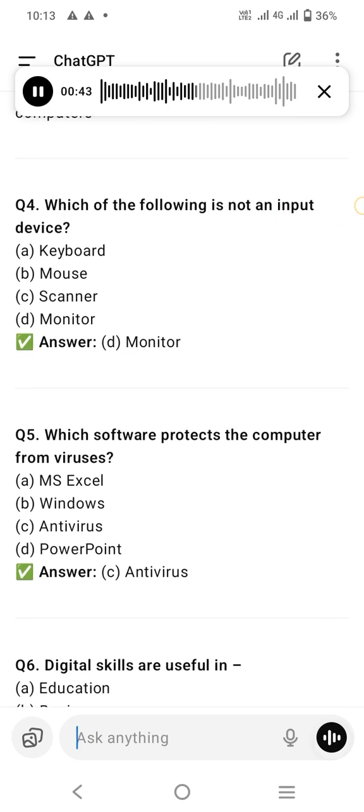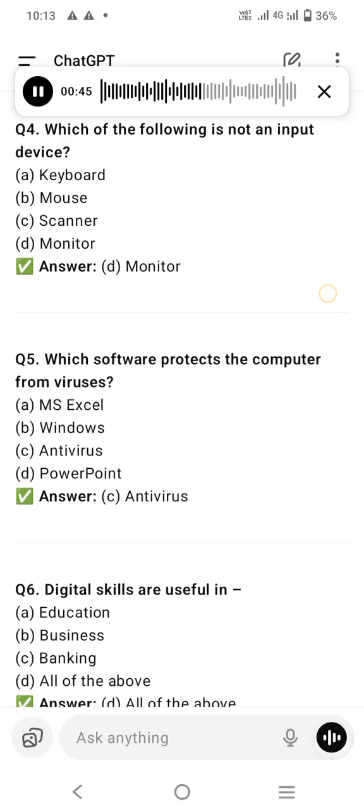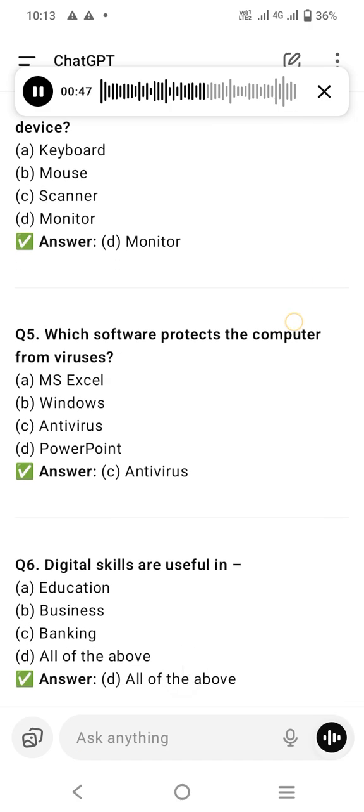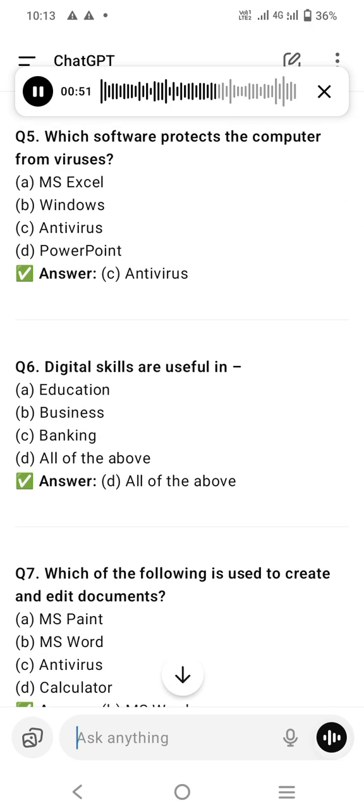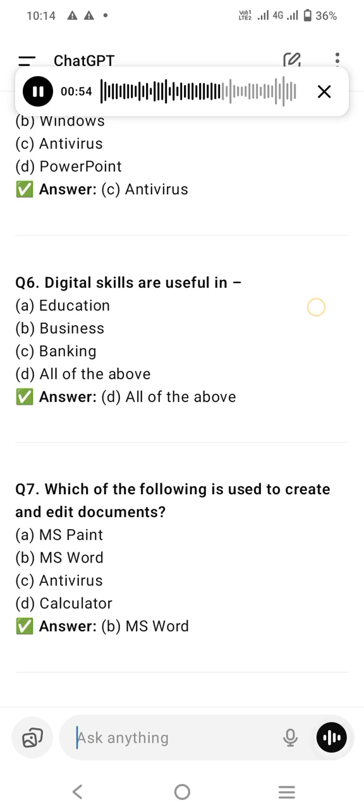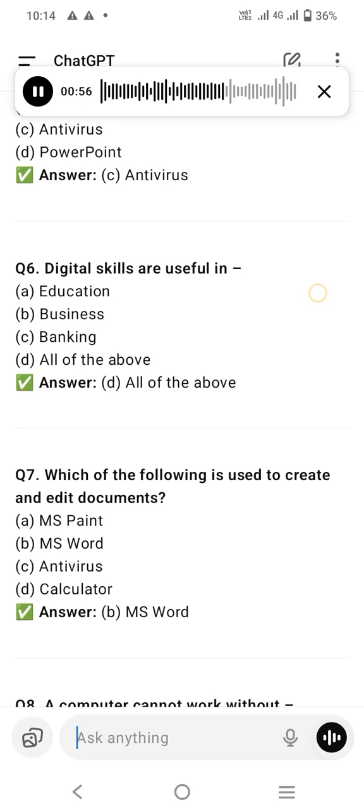Q5. Which software protects the computer from viruses? A. MS Excel. B. Windows. C. Antivirus. D. PowerPoint. Answer. C. Antivirus. Q6. Digital skills are useful in A. Education, B. Business, C. Banking, D. All of the above. Answer. All of the above.